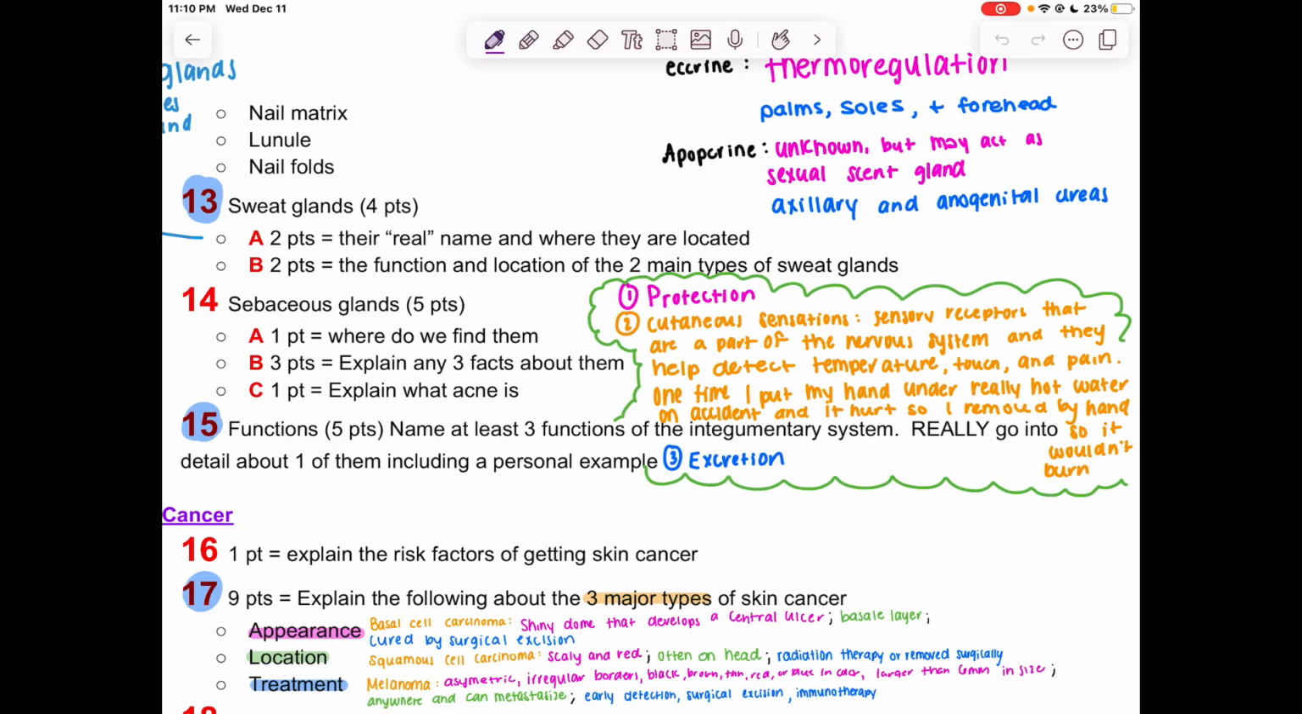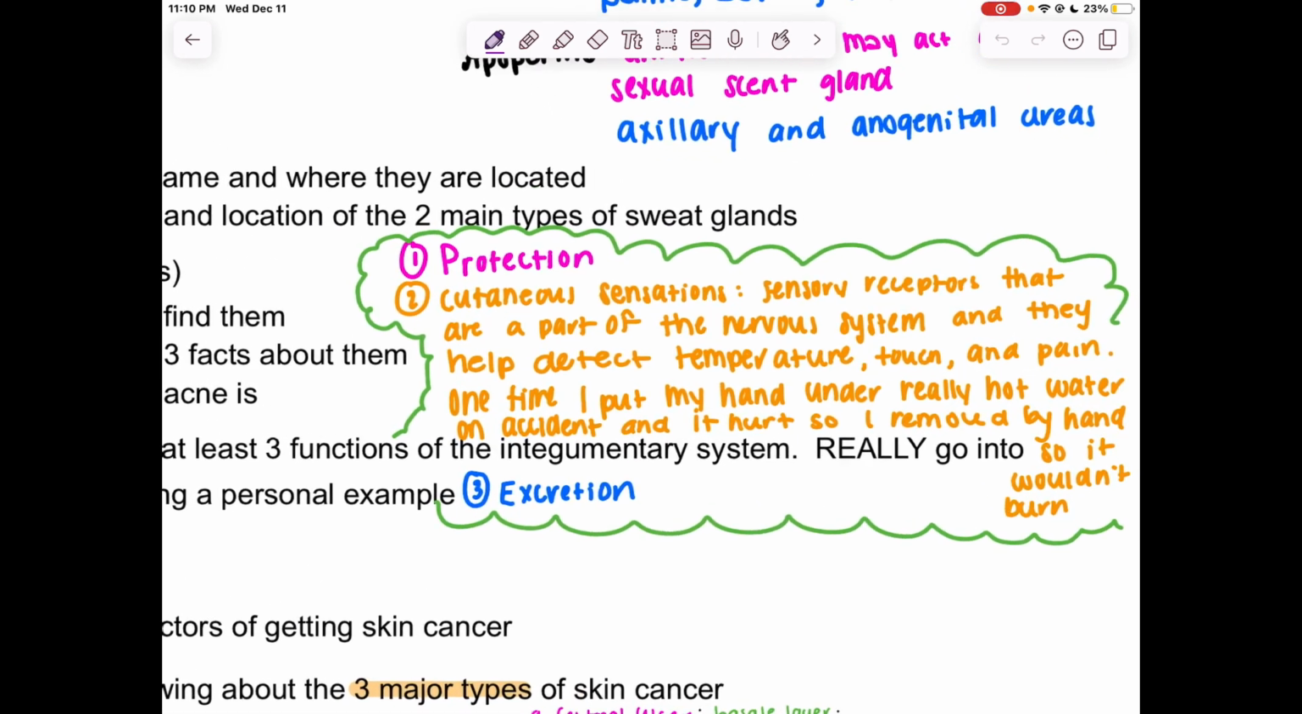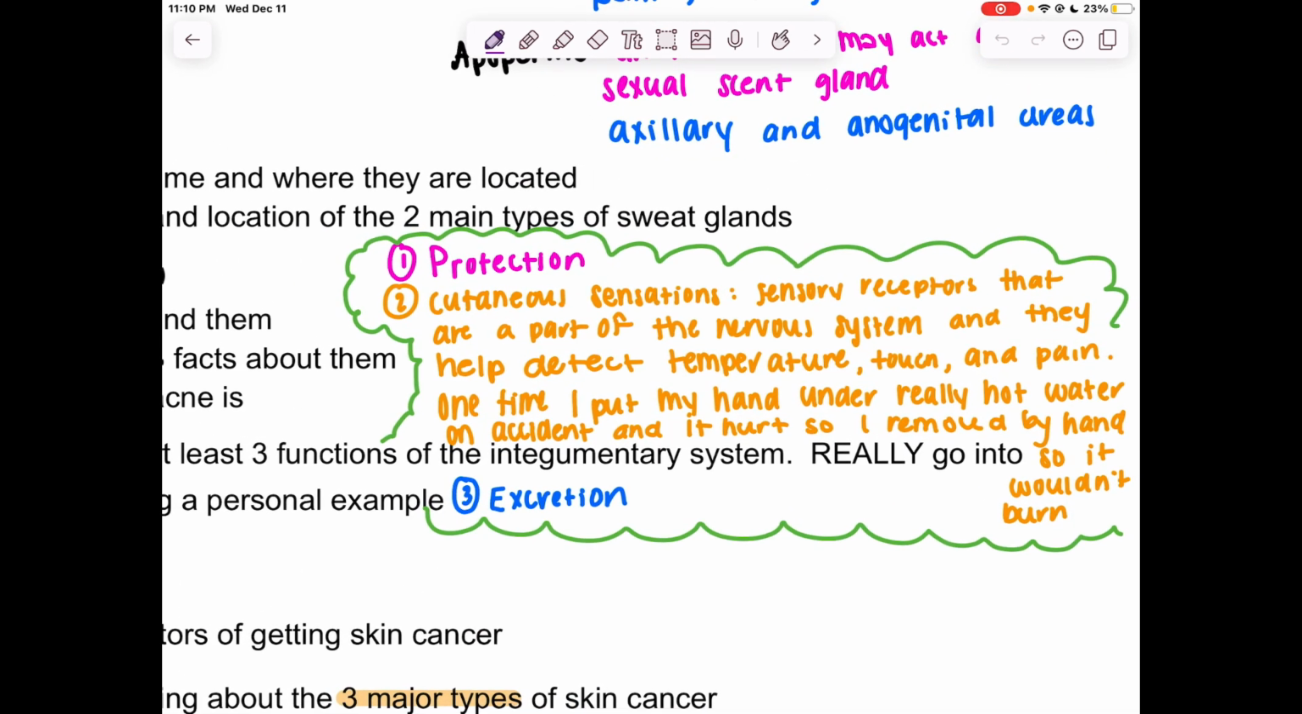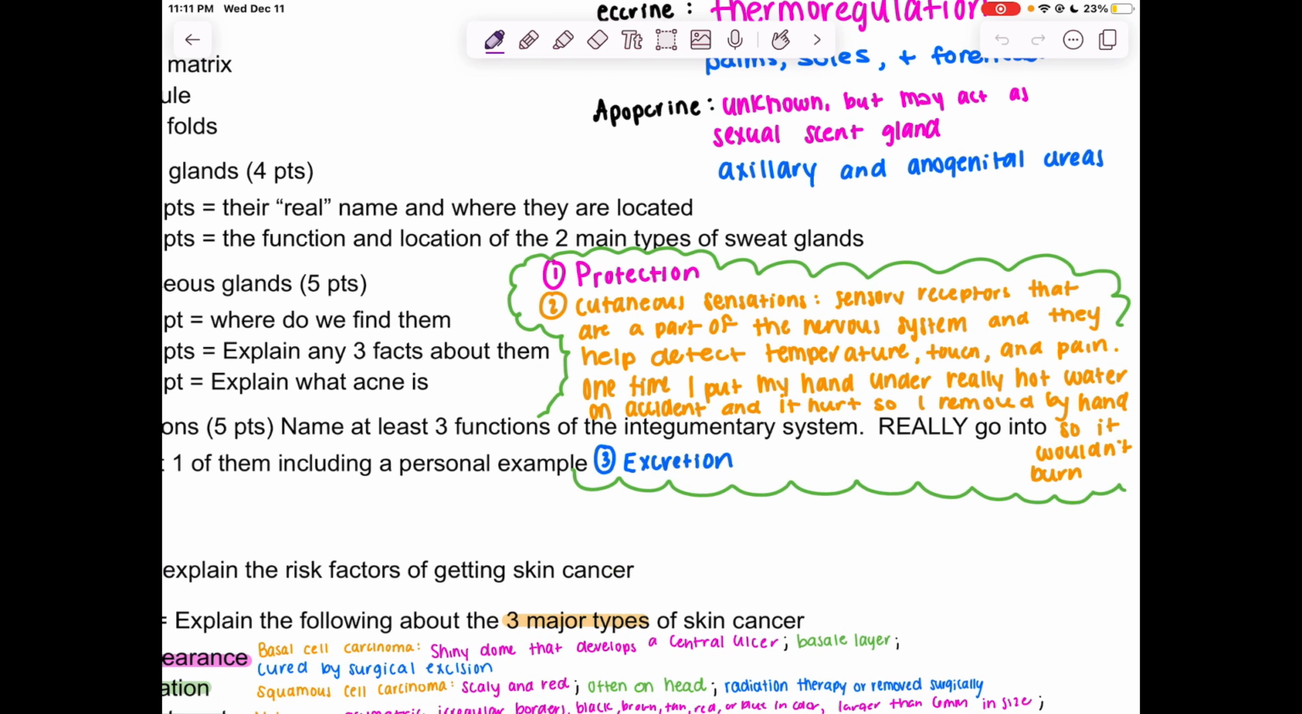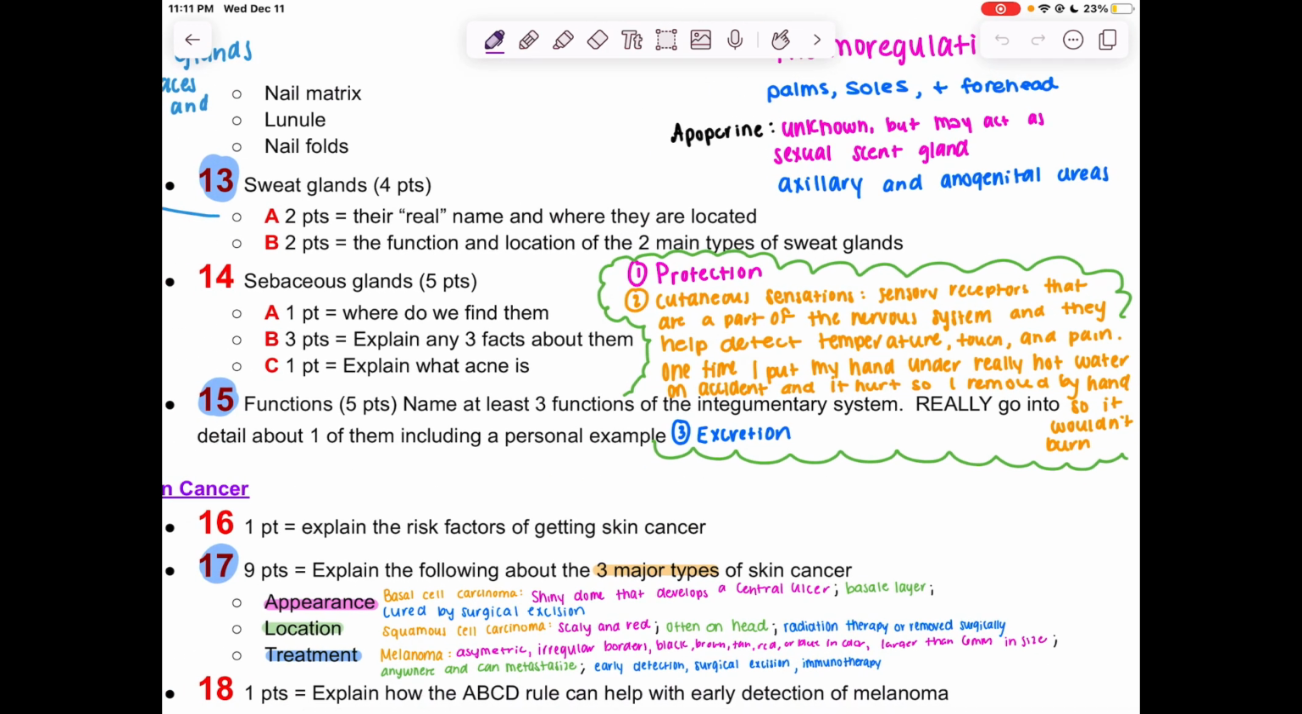3 functions of the integumentary system are protection, cutaneous sensations, which are sensory receptors that are a part of the nervous system and help detect temperature, touch, and pain. For example, one time I put my hand under really hot water by accident. It hurt so much I removed my hand so it wouldn't burn. And that is due to the cutaneous sensations. And then the 3rd function is excretion.